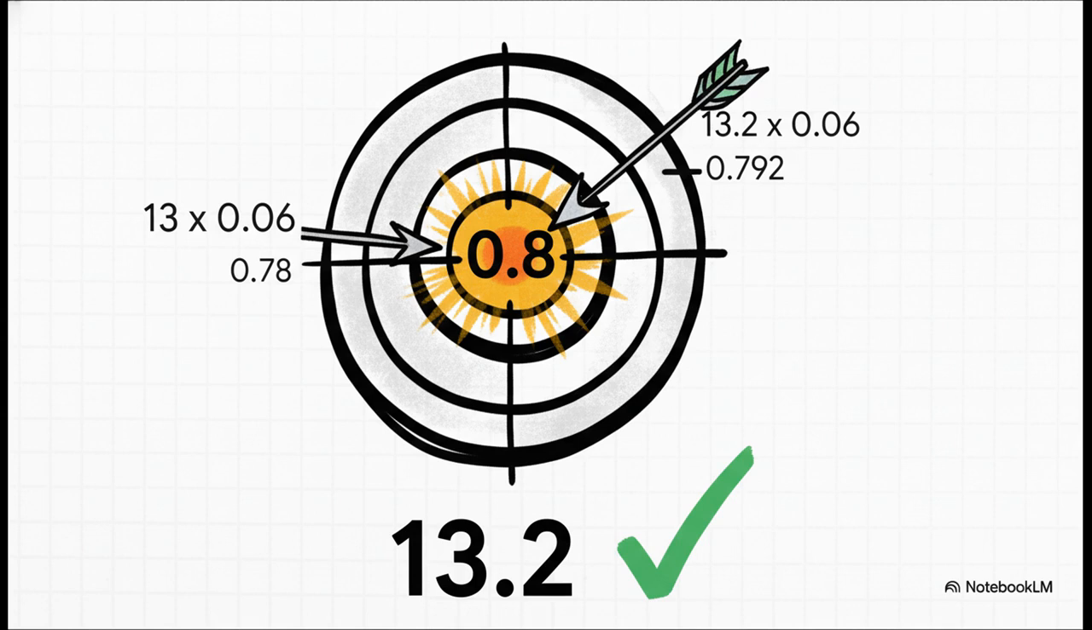Hey, that's really close. Can we get a little bit closer? Let's try nudging it up to, say, 13.2. Well, 13.2 times 0.06 is 0.792. Wow, that is practically on the money. So yeah, let's go with that. Our annuity factor is about 13.2.